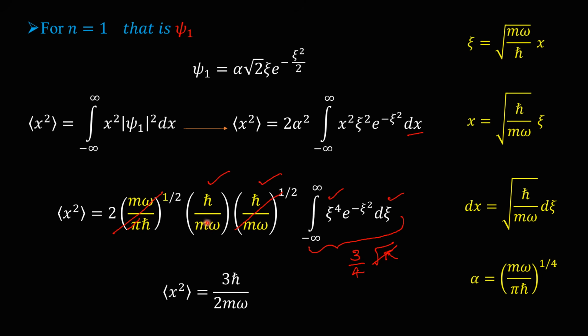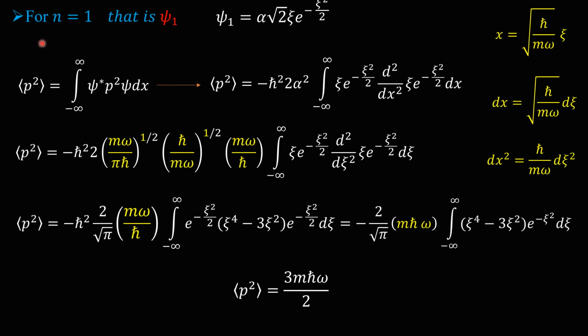So ultimately you will get ħ over 3ω. Of course you have to take care of this 3 by 4. So this will become 3ħ divided by 4. You remember that already there is a 2; that 2 and this 4 will get cancelled, and this will become 3 by 2. So in the numerator you have 3ħ, in the denominator you have 2mω. So the expectation value of x squared for wave function 1 is equal to 3 times ħ divided by 2mω.